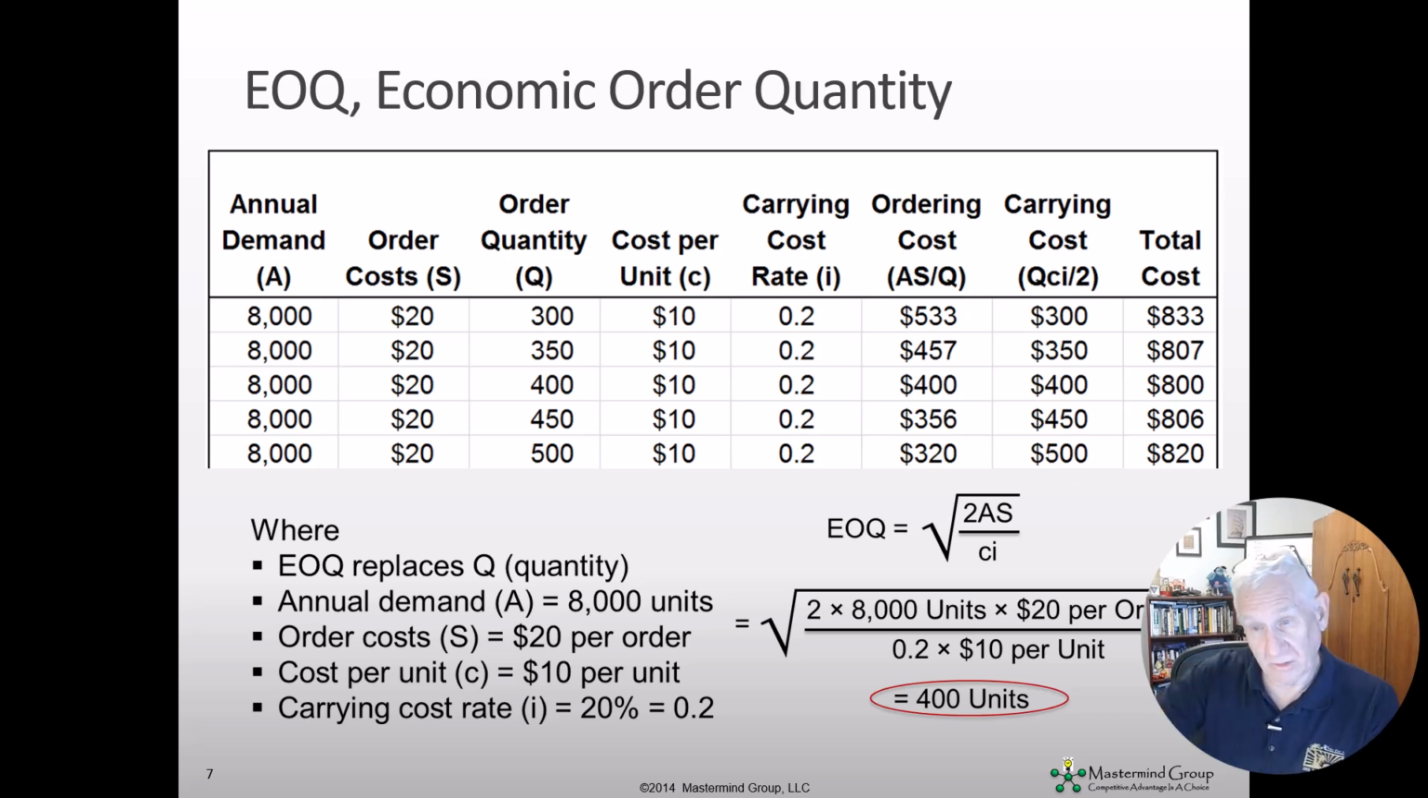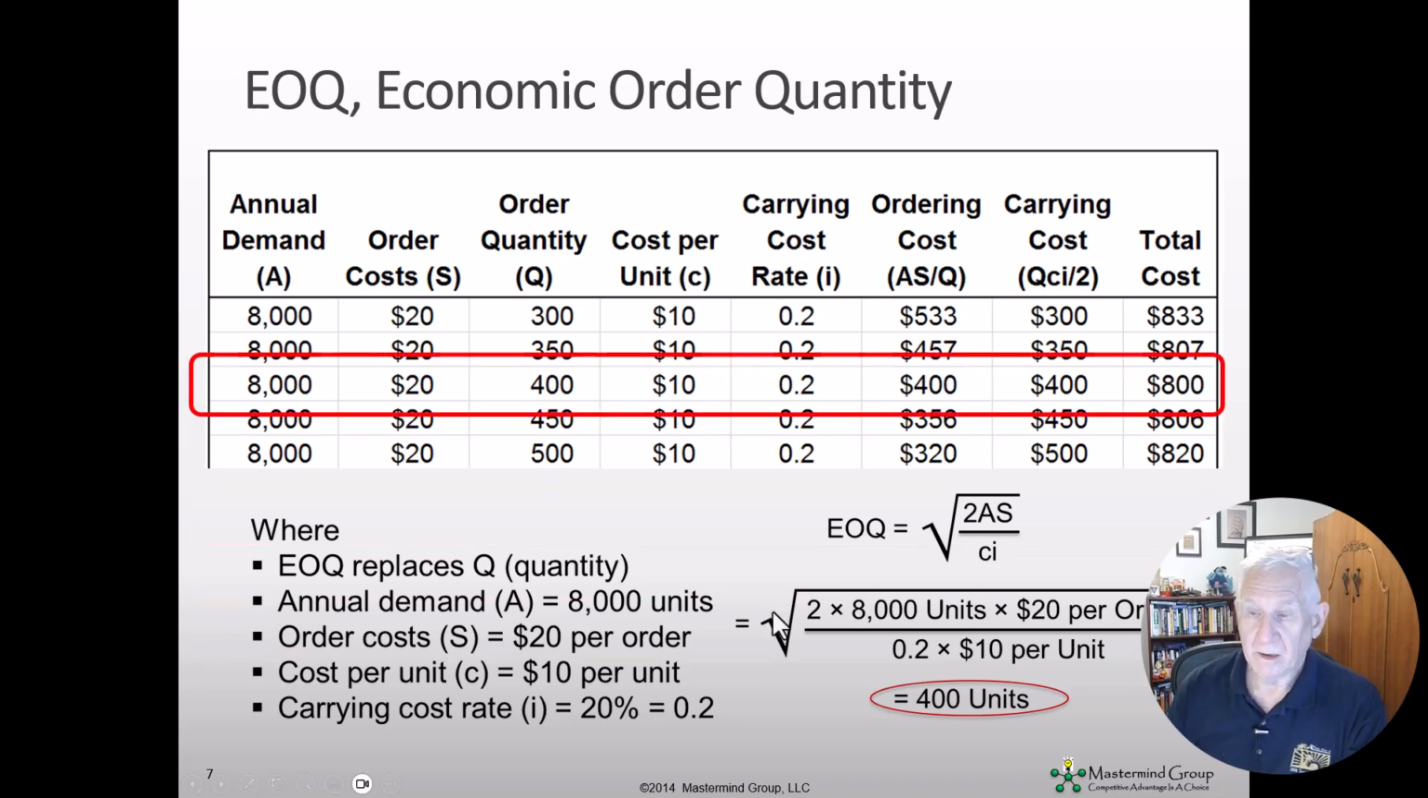You'll also notice on the right-hand side here how that total cost of 800 goes up no matter if you go smaller or larger, because in either case, one is going to increase the carry cost or the order cost. So our goal is to find the least total cost and really zero in on that.